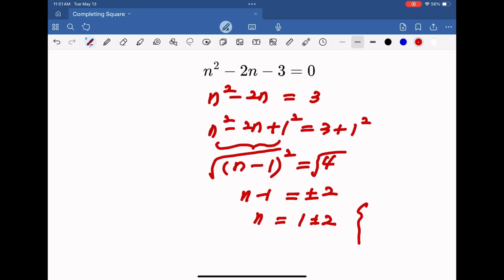Okay, so we have 2 answers. 1 plus 2, which is 3. 1 minus 2, it's negative 1.